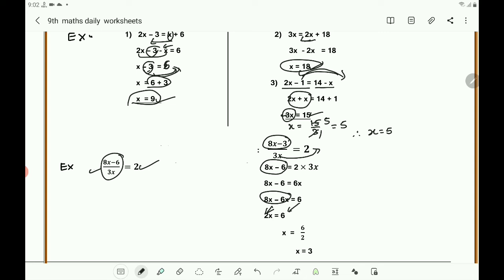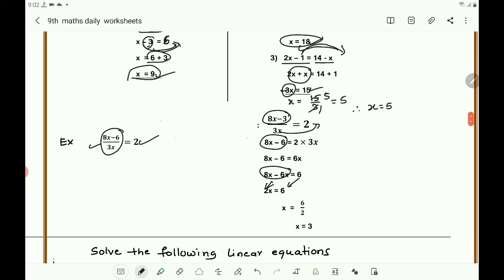2x equals 6. Here again we have to find the value of x. So you must transfer 2 to the RHS. Then it becomes x equals 6 by 2, which is x equals 3, because 2 ones are 2, 2 threes are 6. You got x equals 3.